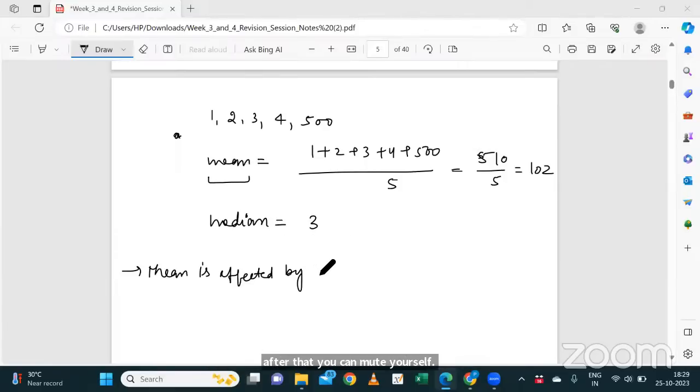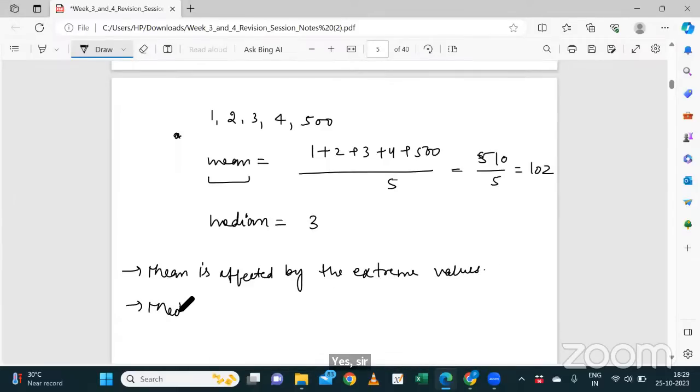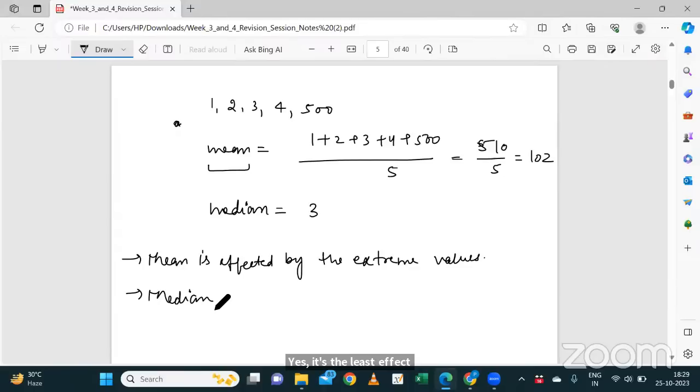So the mean is affected by the extreme values. Correct? Now, what about the median? I'm not saying it's not affected, it's the least affected, right? Suppose the data is something like that, the median is affected. So the median is basically least affected, or somewhat not affected, as compared to the mean, right?